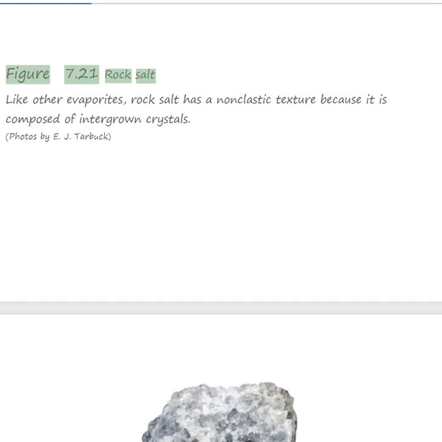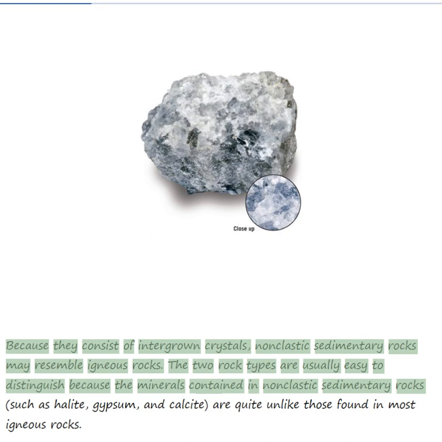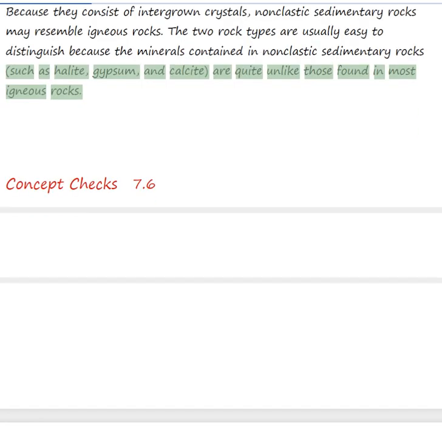Figure 7.21 Rock salt. Because they consist of intergrown crystals, non-clastic sedimentary rocks may resemble igneous rocks. The 2 rock types are usually easy to distinguish because the minerals contained in non-clastic sedimentary rocks are quite unlike those found in most igneous rocks.